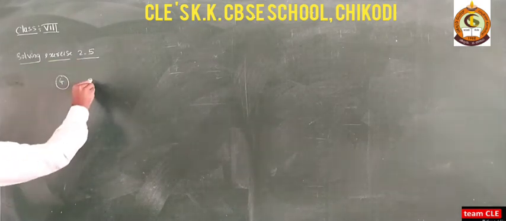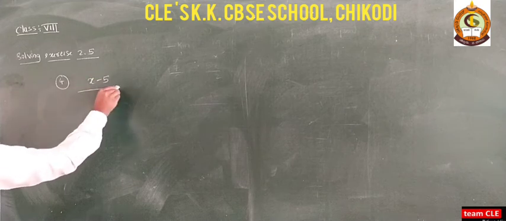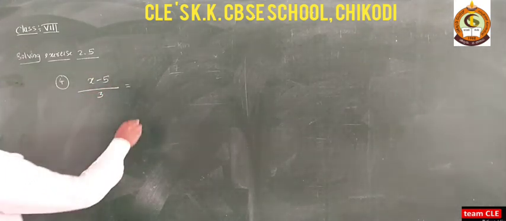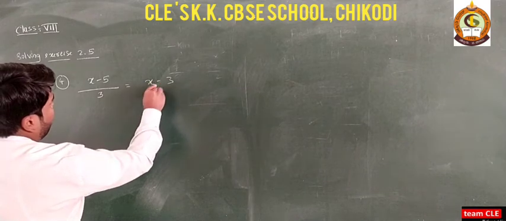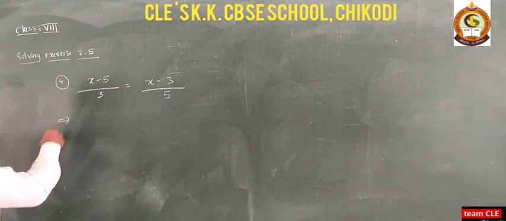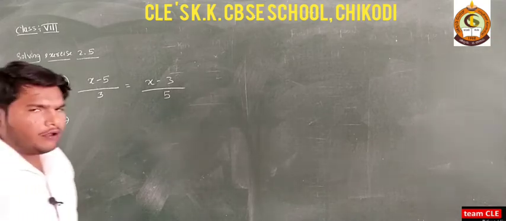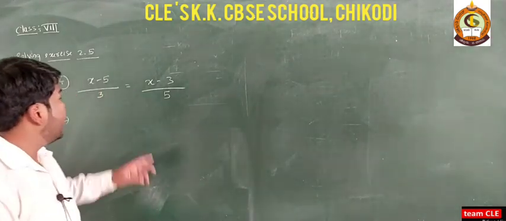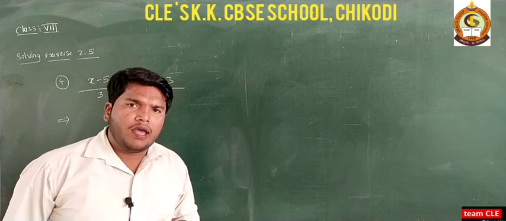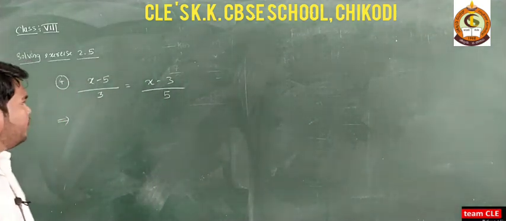Fourth question, that is x minus 5 whole divided by 3 is equal to x minus 3 whole divided by 5. Okay, so now see, x minus 5 divided by 3 is equal to x minus 3 whole divided by 5. So in this step, what you do, you have to cross multiply.